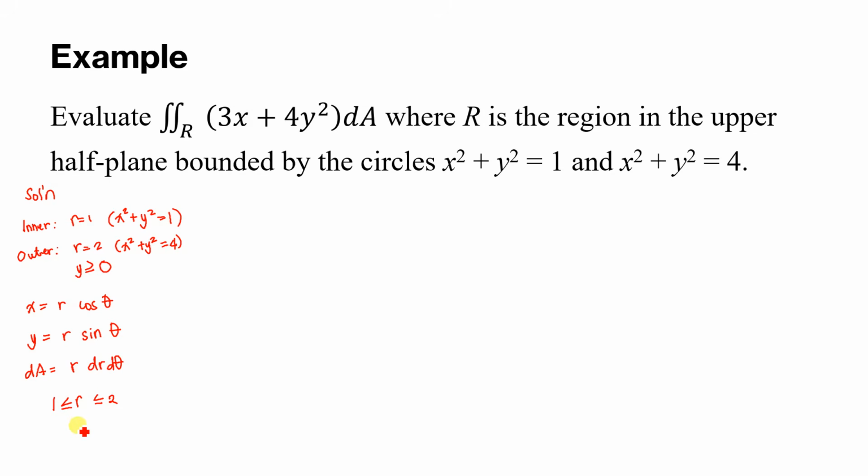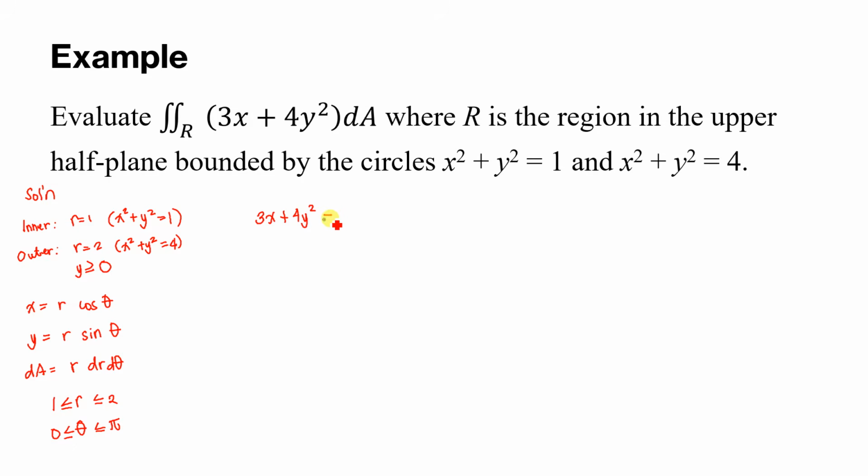So for the upper half plane, we have theta greater than or equal to 0 but less than or equal to pi, because you only have the upper half plane. Okay. So in this case, we can now convert the integrand to polar coordinates. So take note that you have (3x + 4y) squared. So this is our integrand.